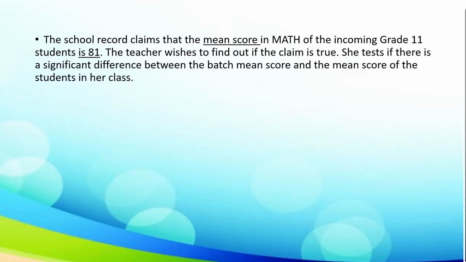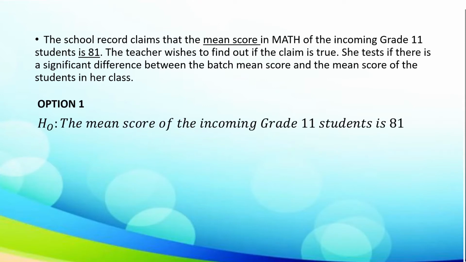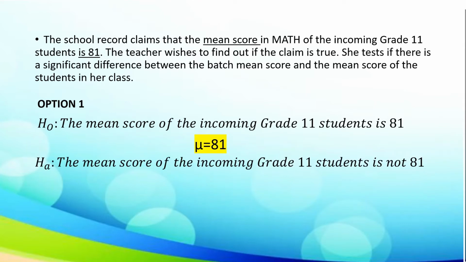Given the problem, let us now illustrate the null hypothesis and the alternative hypothesis. Using option 1, the null hypothesis shows the mean score of the incoming grade 11 students is 81. In symbol, mu is equal to 81. While the alternative hypothesis shows the mean score of the incoming grade 11 students is not 81. To illustrate, the mean of the population is not equal to 81.